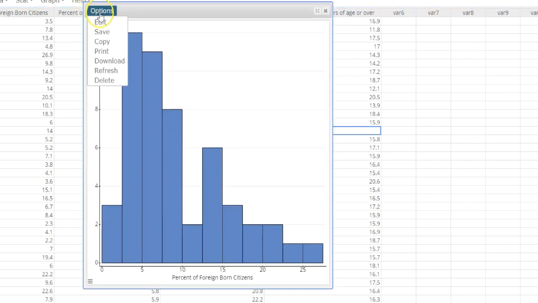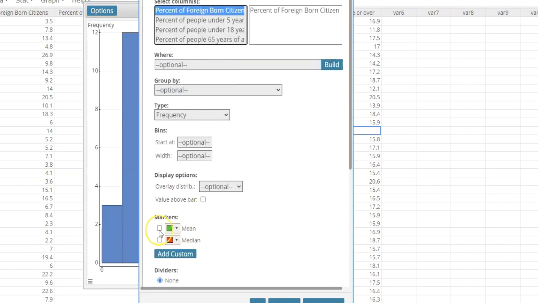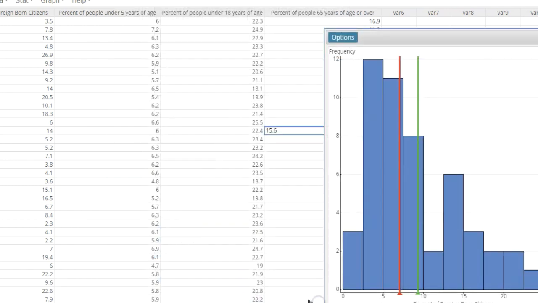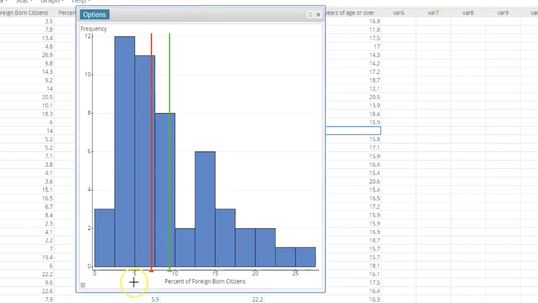If I go into the histogram and push edit, I can have some markers here with the mean and the median. But again, sometimes we'll just ask you to eyeball it, so be able to do both. And here I can see that my median, look, it's in that third class like I thought it was. The median is, if I hover over it, 7.1%.